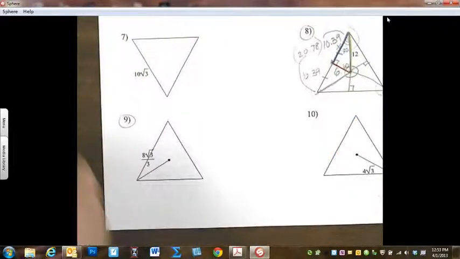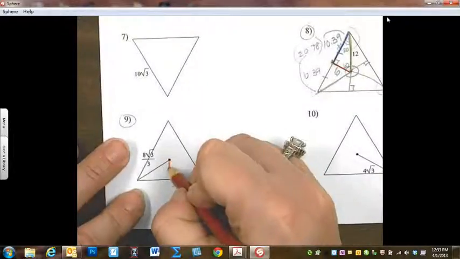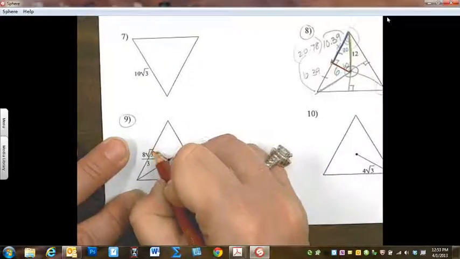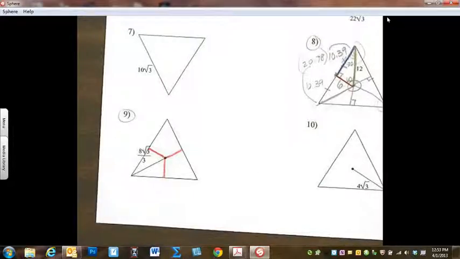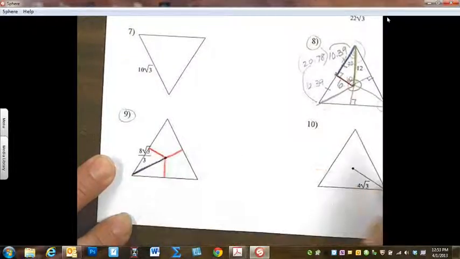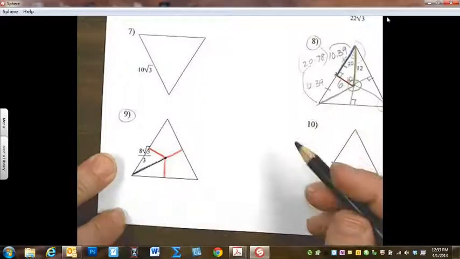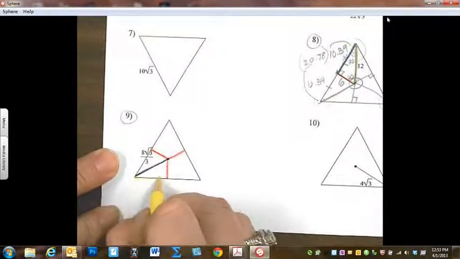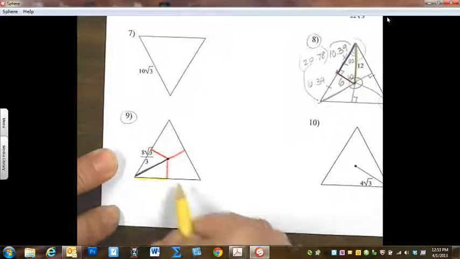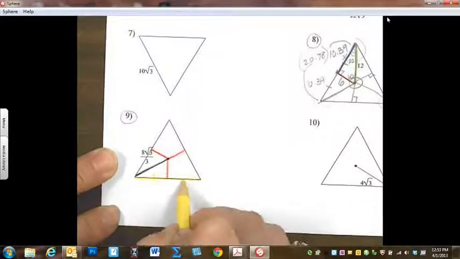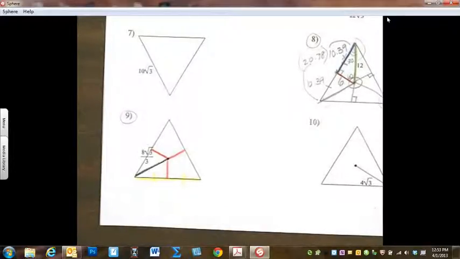So let's draw our whole thing. Let's draw all the opossums. There's an opossum, there's an opossum, and there's an opossum. But they didn't give me that. They gave me this side right here. This side is 8 square roots of 3 over 3. That is ugly. But I also need to know this piece. Why? Because that piece is equal to this side. And I need to know the length of a side to find the perimeter.